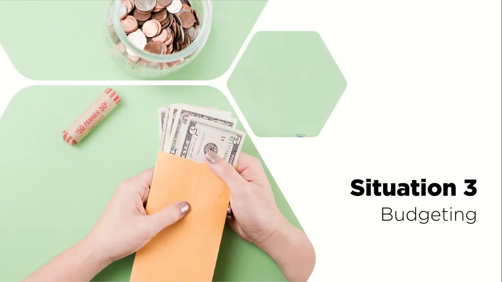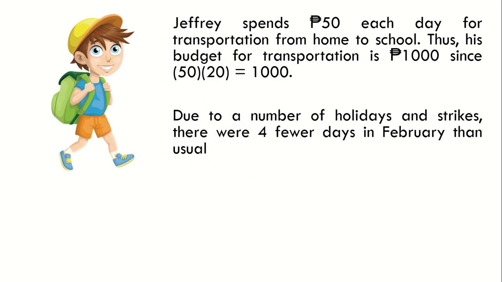Situation 3 is all about budgeting. So let's say Jeffrey spends 50 pesos each day for transportation from home to school. Thus, his budget for transportation is 1,000 pesos since 50 times 20 is equal to 1,000. So take note, we have 20 days usually in a month because there are 5 days in a week, and then there are 4 weeks in a month. So that's why it's a 20. So 50 times 20, that's 1,000.